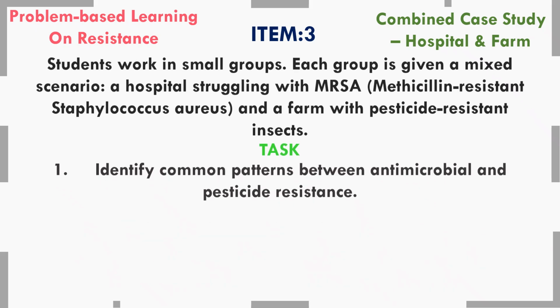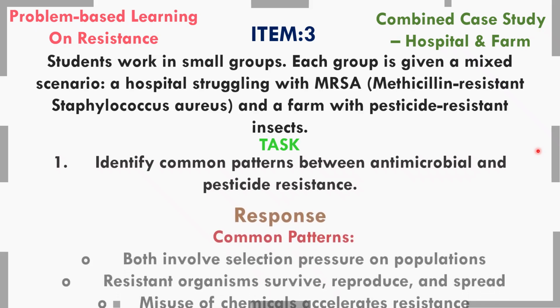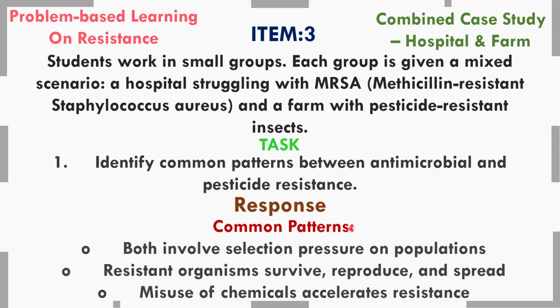Let's start with identifying common patterns between antimicrobial and pesticide resistance. Both involve selection pressure on populations. Resistant organisms survive, reproduce, and spread. There is misuse of chemicals which accelerates resistance.